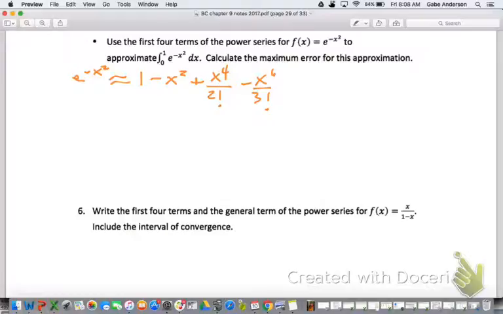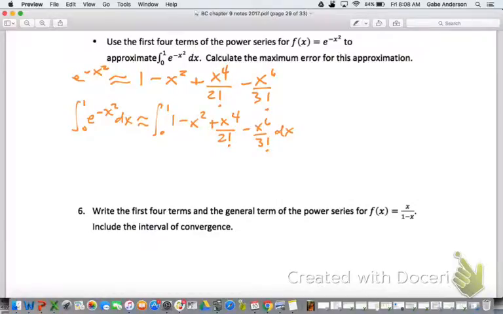Okay, so then what we could say is that the integral from 0 to 1 of e to the negative x squared dx could be approximated by the integral from 0 to 1 of that power series: 1 minus x squared plus x to the 4th over 2 factorial minus x to the 6th over 3 factorial dx. So this is going to be an approximation, right? There's no doubt. And with this approximation, there's going to be an associated error. Of course, it mentions something about that.